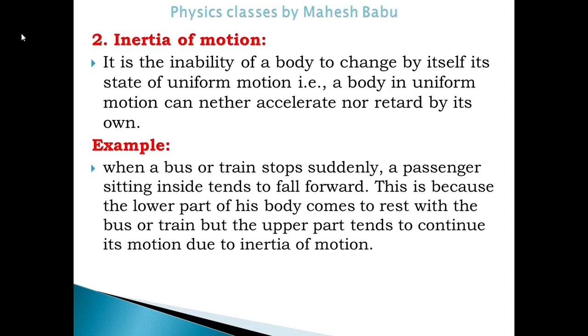Now an example: a person standing or sitting in a bus or train. If the bus suddenly stops, he may fall forward. The lower part of his body is in contact with the bus or train, so when it suddenly stops, that part stops too, but the upper part has no contact, so it falls forward. That is inertia of motion.